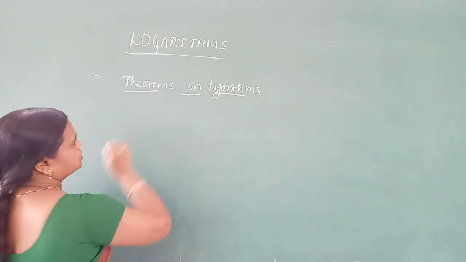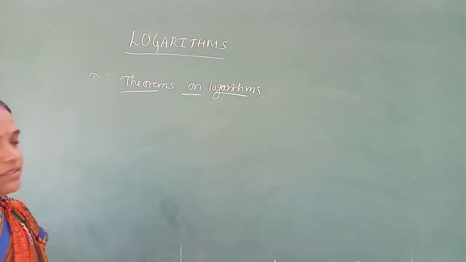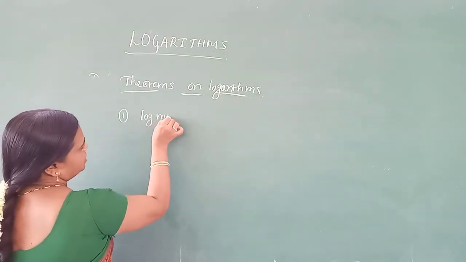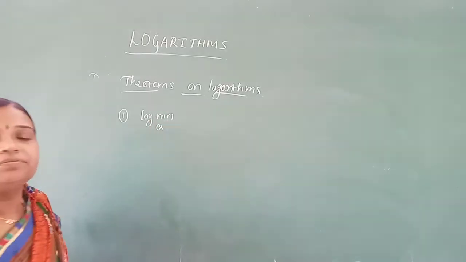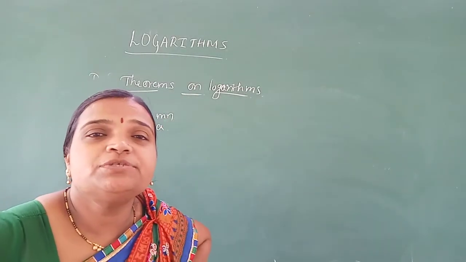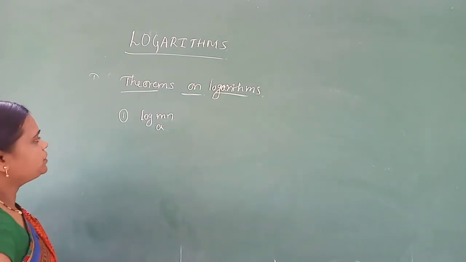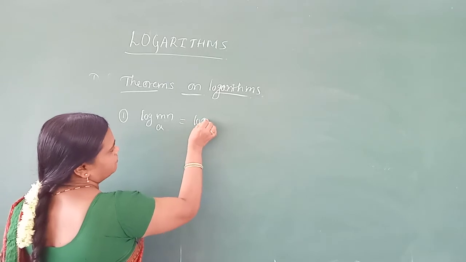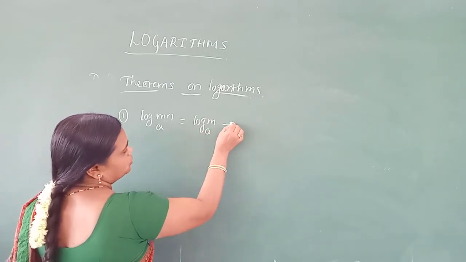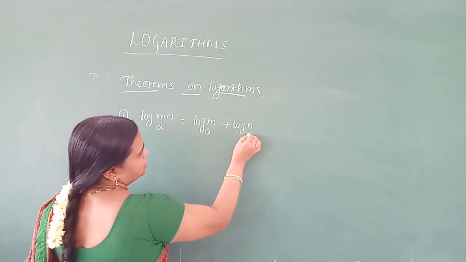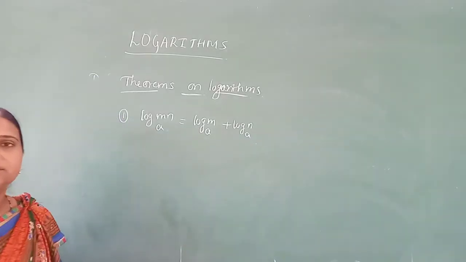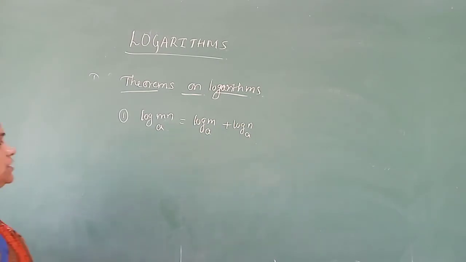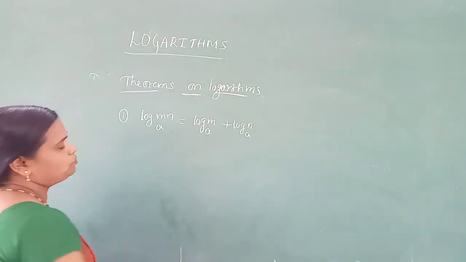Theorems on logarithms. First one: given log mn to the base a, it is a product. Correct? M into n is nothing but a product. Log mn to the base a is given. We have to prove log m to the base a plus log n to the base a. This is what we have to prove.